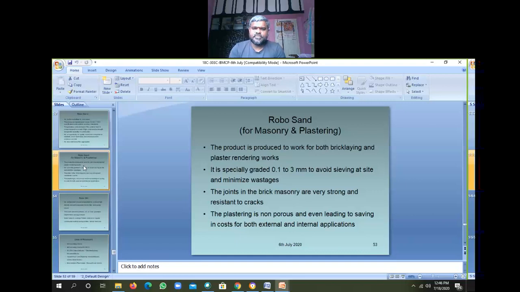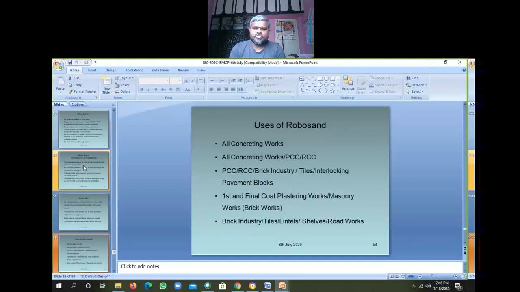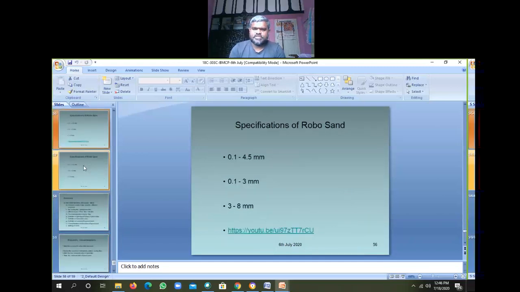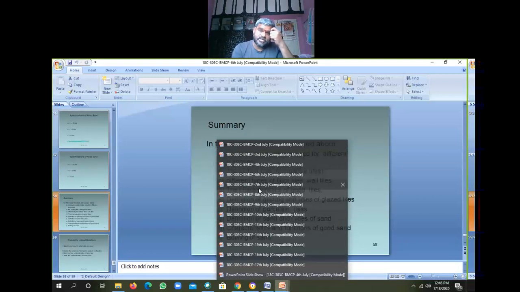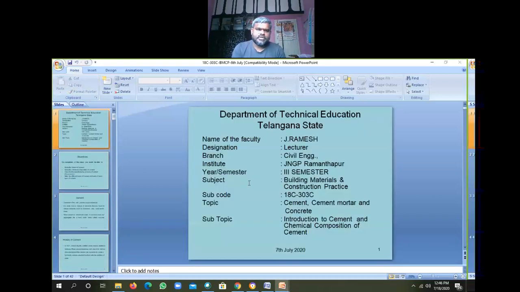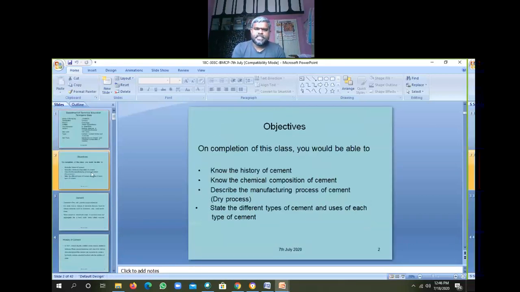The joints of brick masonry are very strong, right? Uses of Robo sand are in all concrete works and the first and final coat of masonry. Specifications of Robo sand are like this. So this is what we have seen about Robo sand. Next we'll go to the cement industry, which we have already seen.